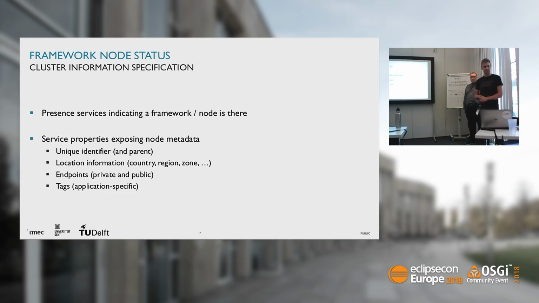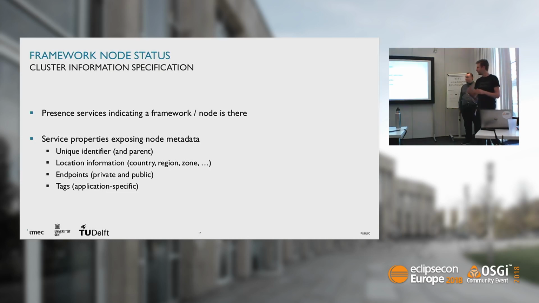And the node metadata is actually exposed as a bunch of service properties. So you have a unique identifier. For example, if it's an OSGi framework, this is typically the UID of the framework. If your nodes represent something else, maybe a Docker container, this might be an ID in the Docker world. But then it becomes, of course, application specific, and your implementation has to figure out what the sensible IDs are. It also can provide some location information, like the country or the region or the zone that this physical node is residing in. This might be handy, for example, in a cloud environment, where you typically know this information from your cloud provider.